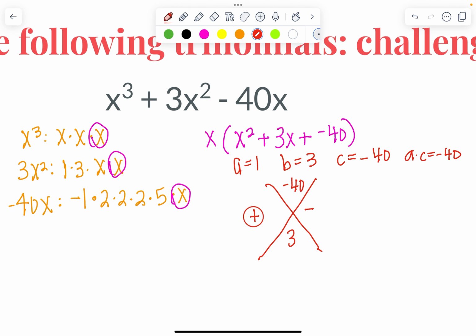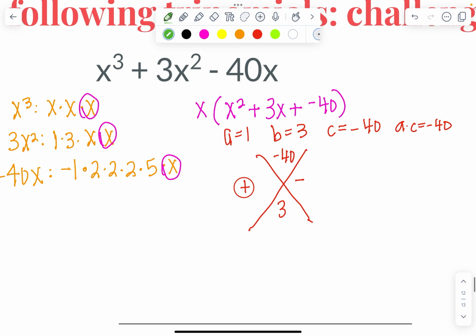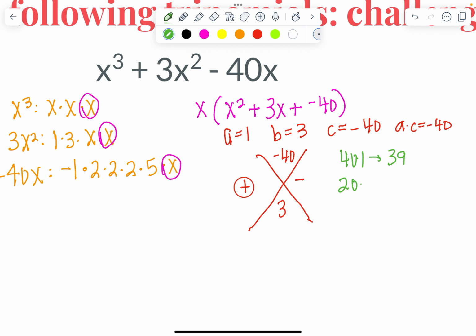So now I need two numbers that are going to multiply to give me 40 and subtract to give me 3. Well, I know I have 40 and 1. Those subtract to give me 39. I have 20 and 2. Those subtract to give me 18. I have 10 and 4. Those subtract to give me 6. I'm getting closer to 3. And finally, I have 8 and 5. Those subtract to give me 3. We said the bigger one has to be positive, so positive 8 and negative 5.